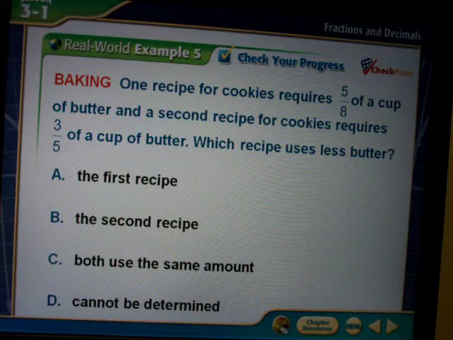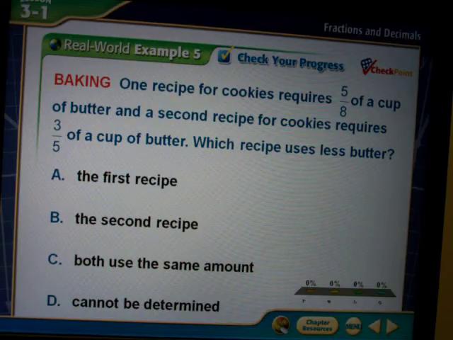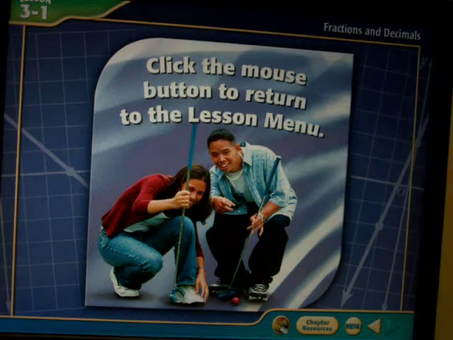So now, this one is for you to do. One recipe for cookies requires 5/8 of a cup of butter, and the second recipe requires 3/5 of a cup of butter. Which recipe uses less butter? A, the first recipe, B, the second recipe, C, they both use the same amount, or D, it cannot be determined. Pause the video if you need to, and solve for 5/8 and 3/5. And your answer is... And that concludes your lesson.